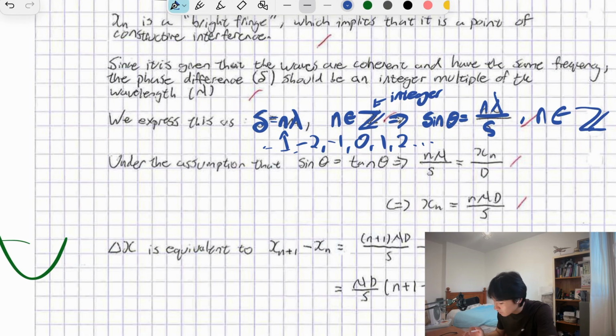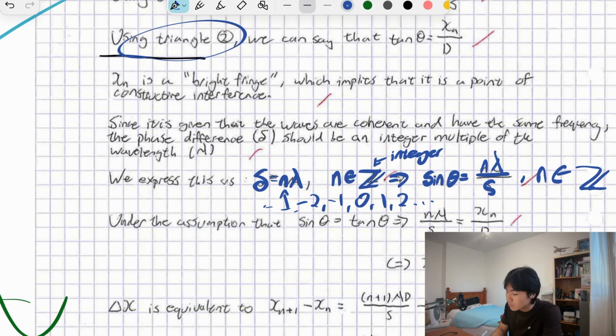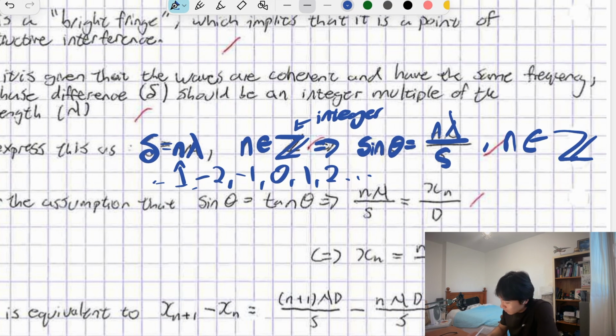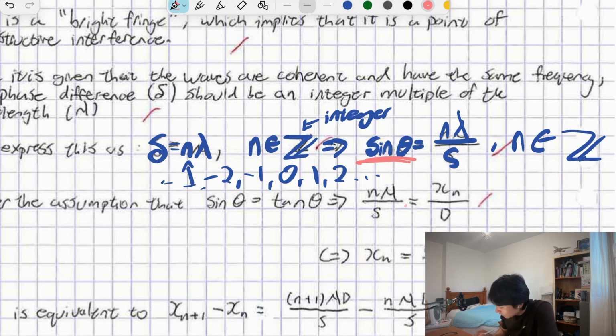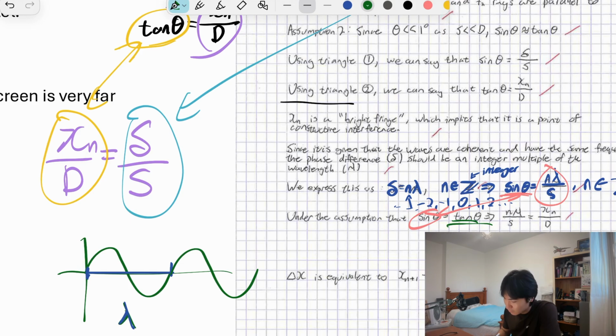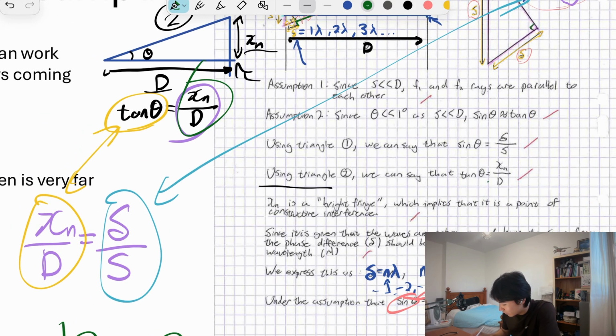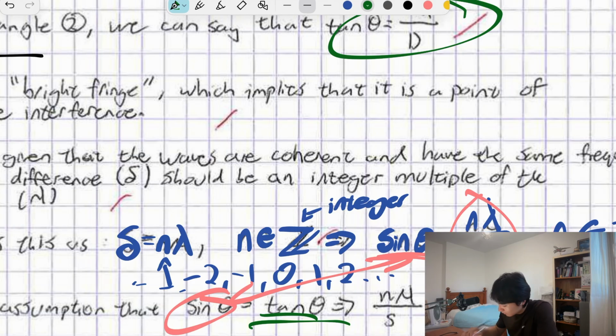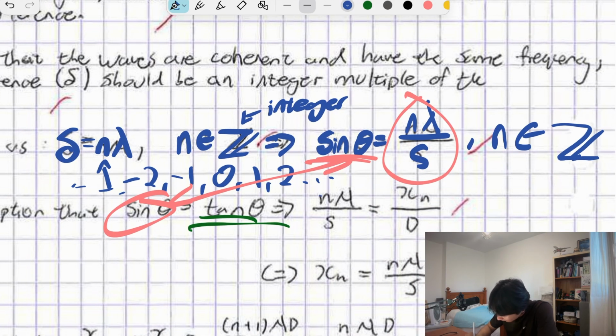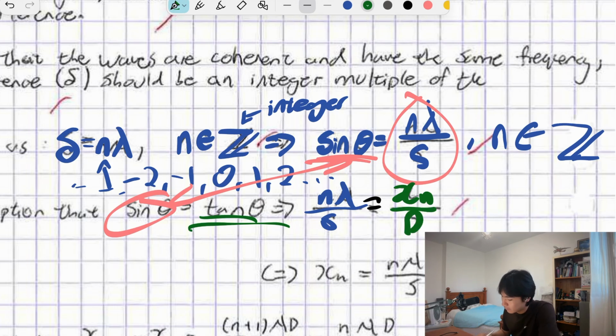So under this assumption, this was a second assumption, I'm just going in a different order than I wrote here than what I explained, but it is the same thing, right? We can say that this sine here is equal to this. And you know that tangent, this value here, as I said, was equal to this, right? And we can thus say that n times lambda over s is going to be equal to xn over d.